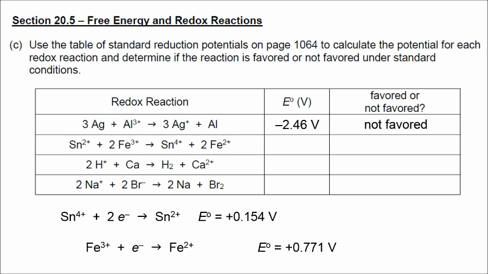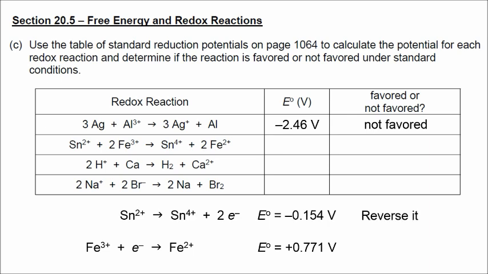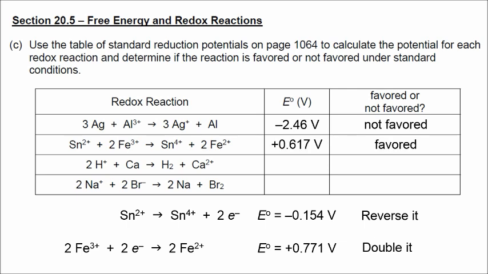Here are the half reactions we have to work with from page 1064. To get tin 4 plus on the other side, we're going to have to reverse that equation. So now the voltage becomes negative 0.154. The iron reaction has to be doubled. This does not change the voltage. When we add them together, we get positive 0.617 volts, so that reaction is favored as written.